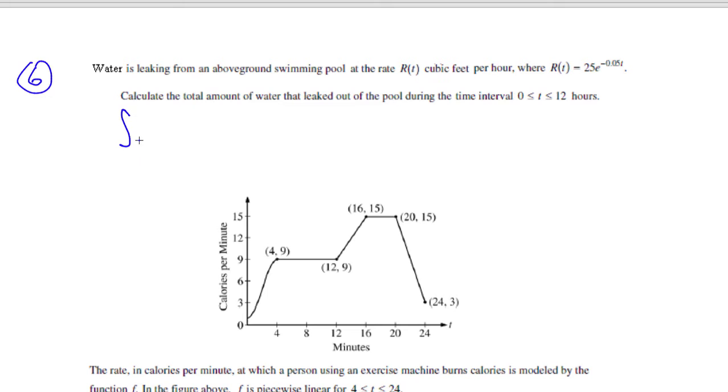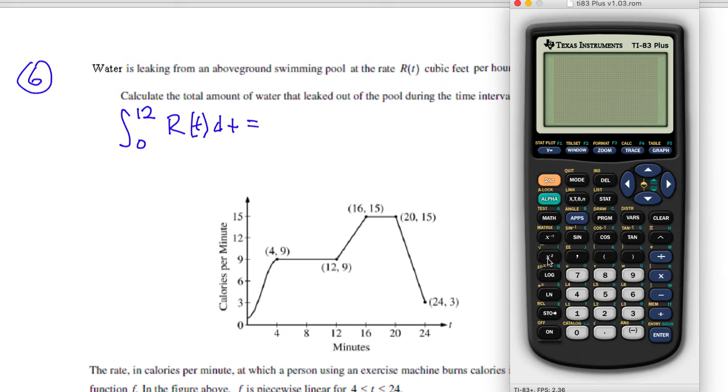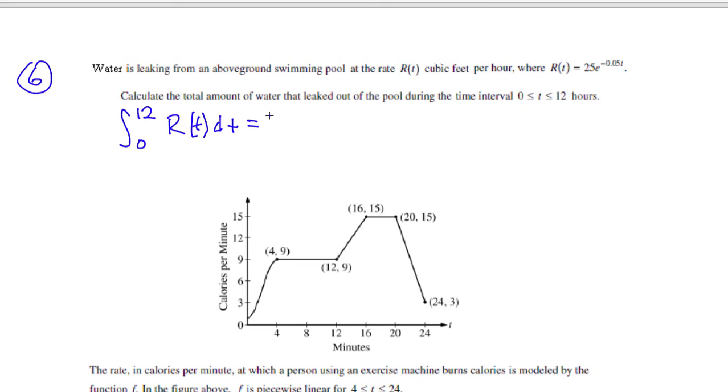So I'm just going to do integral between 0 and 12. And this is going to be capital R of t dt. So I'm going to come over here and do math 9 to the integral of var's right, enter 1 with respect to x from 0 to 12. Hit enter, it's going to do its thing, 225.594. 225 point, what was it, 594? Our units cross off the hours, it's just cubic feet, or feet to the power of 3. Feet cubed.